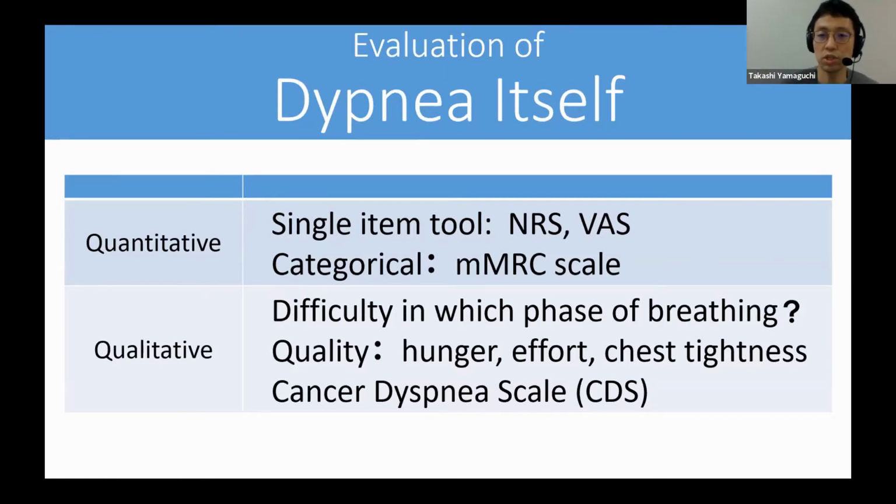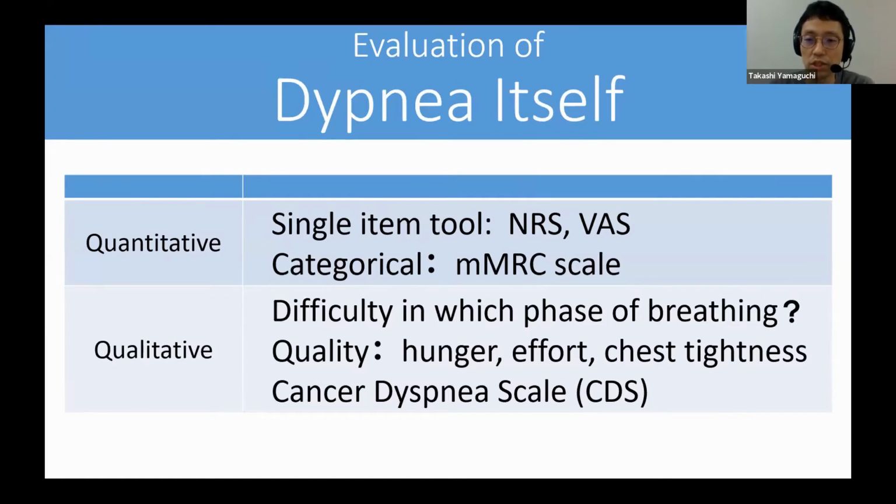Also, the modified MRC scale is used widely in clinical and research settings as a categorical tool. One thing I would like to add about the modified MRC scale: this tool evaluates the functional status related to dyspnea, not dyspnea itself directly. So I think this is a very good tool for clinical use, but I don't think this tool is suitable for clinical research of dyspnea.